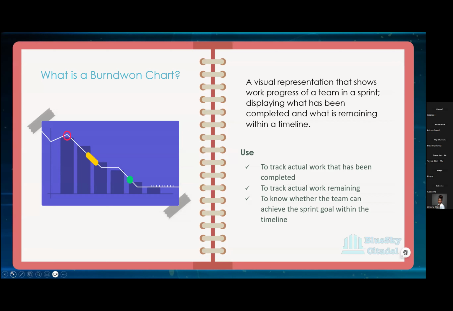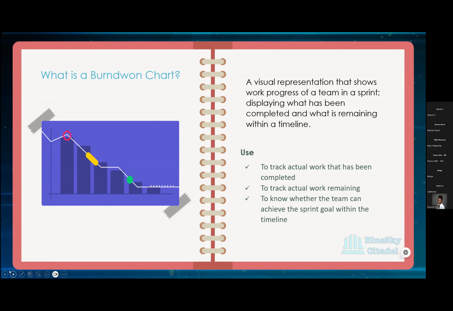Okay, so with the burn down chart, what is a burn down chart? It is a visual representation that shows the work progress of a team in a sprint. We configure it to show us the work progress of a team in a sprint, and it displays what has been completed and what is remaining within a timeline. We'll go to a proper chart, but what you have on the left of the slide is roughly what we're trying to talk about. The white line you can see is just burning down. You can see it going down, going down.